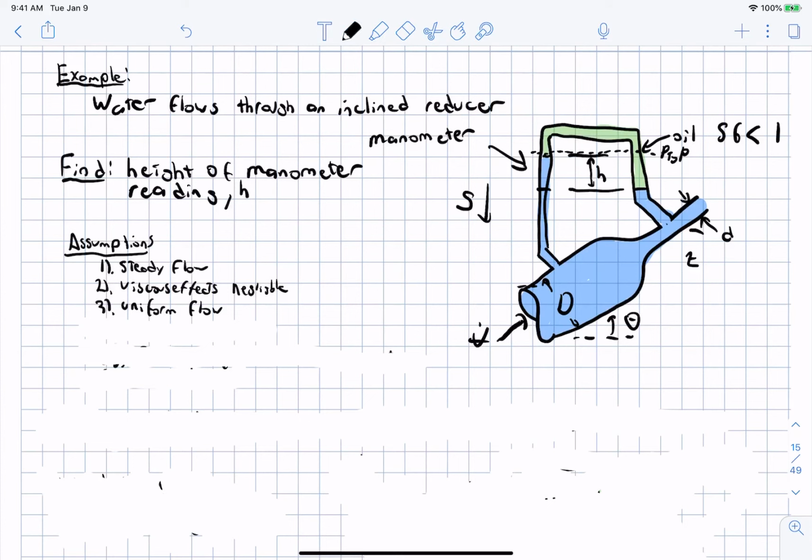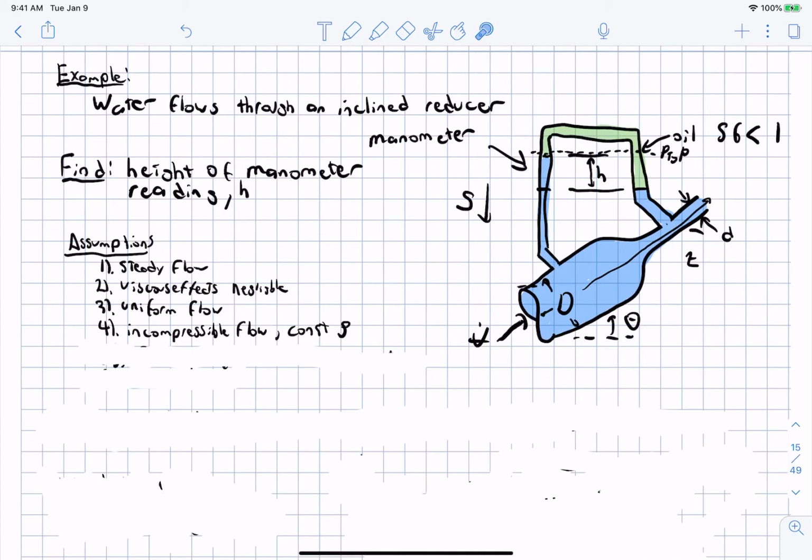Okay, and with these, we could easily consider a streamline between this point and this point here. So this streamline, in conjunction with these three assumptions here, means that Bernoulli is applicable between these points. Okay, and we're going to assume incompressible flow, uniform flow. And that means constant.